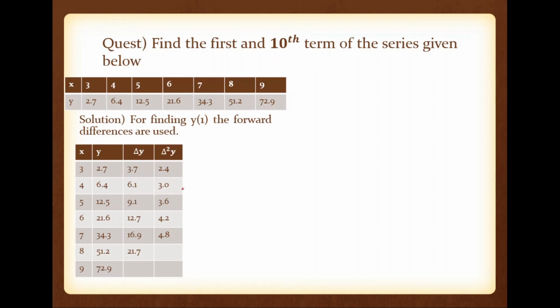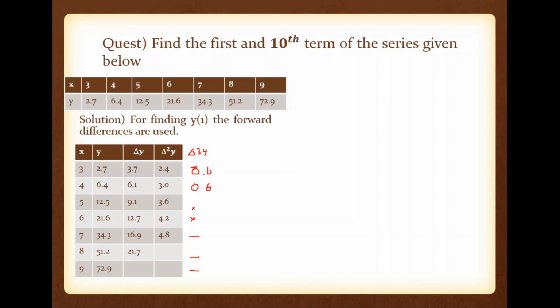Now by using this delta square y column, we have to find delta cube y. So what is delta cube y? We have to calculate from the first point to this point. As it is cube, last three data are absent. So what is the first data? 3 minus 2.4, that is 0.6. Okay. What about this data? 3.6 minus 3, that is again 0.6.